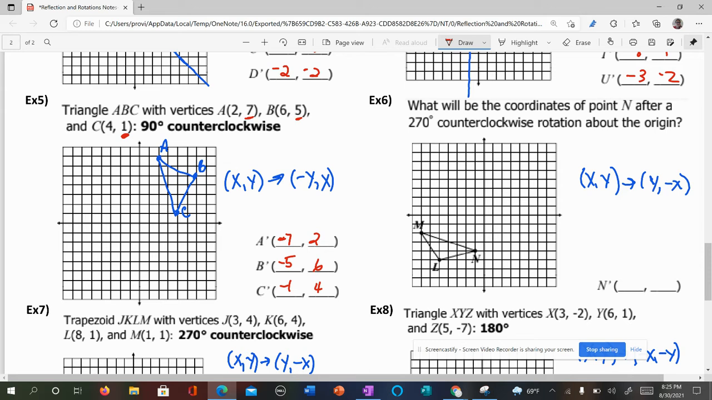All right, so if we do this right, remember, it should end up over in the next quadrant to the left, if we do this correctly. So let's try this. I know this is an 8 by 8 graph, so this is negative 7, up 2. So that's A prime. And back 5 and up 6. So that's B prime. And back 1, up 4. So that's C prime.